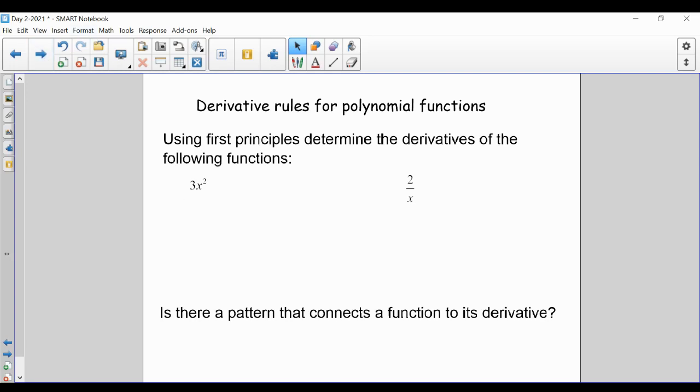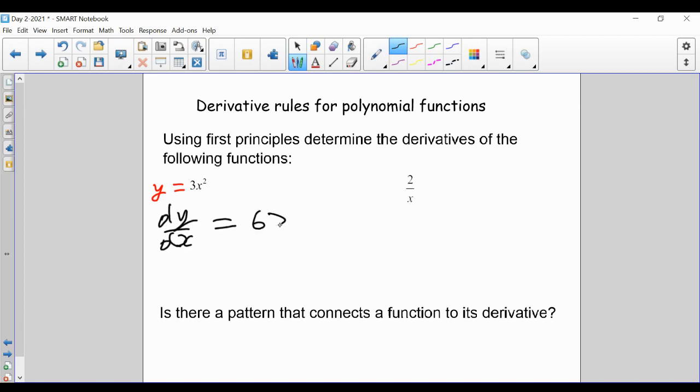This first function here, if this was y equals 3x squared, then the dy dx would be equal to 6x.